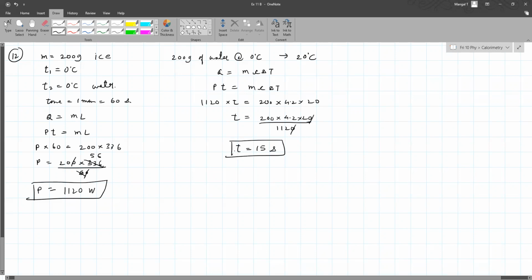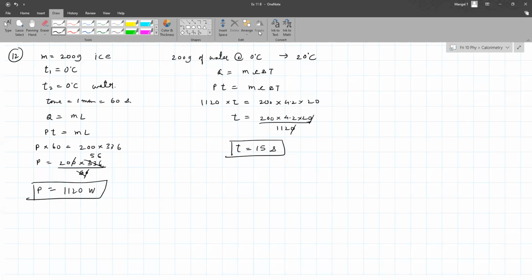So the first information gave us the value of the power of the cooler. In this case, sorry, it is a heater. And then they are asking you the time that it will take to bring water to 20 degrees Celsius. So these are the numericals. We'll be sharing more in a separate assignment.